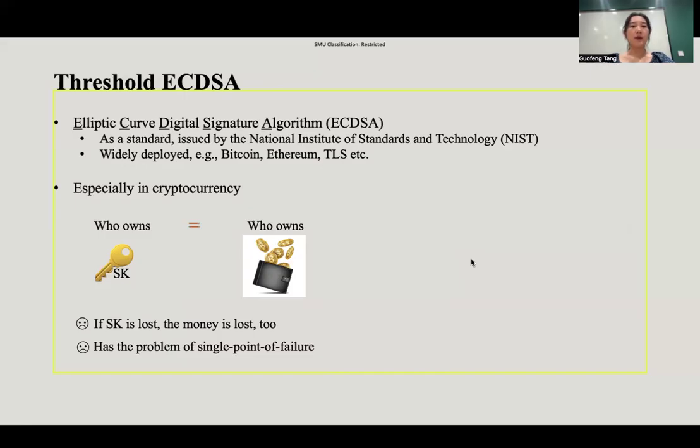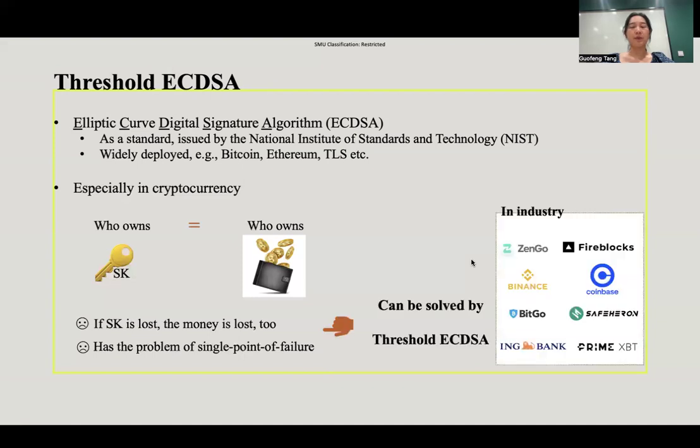The people who own the secret key are the people who own the Bitcoins or the money. If the secret key is lost, the money is lost too. It also has the problem of single point failure. But all these problems can be solved by threshold ECDSA. It has been used in industry, like ZenGo, Fireblocks, BitGo, Coinbase, and many fintech companies.